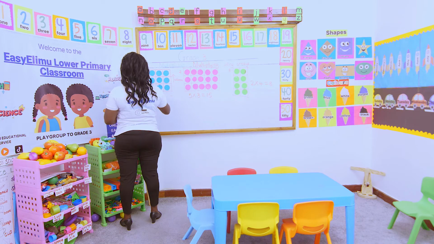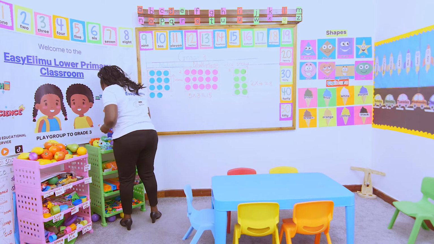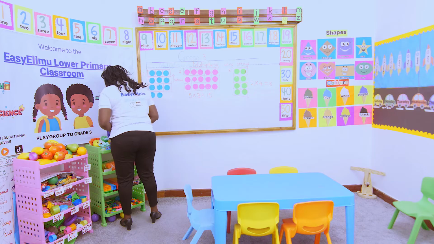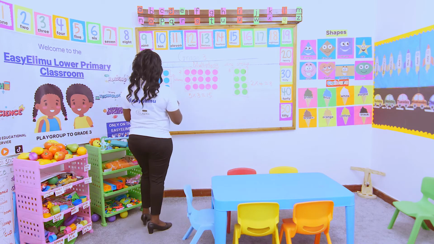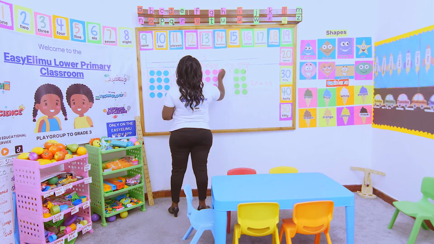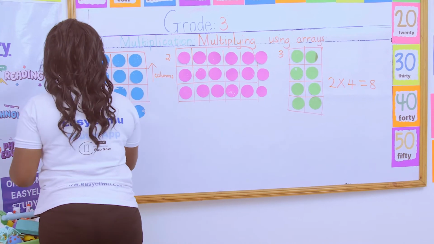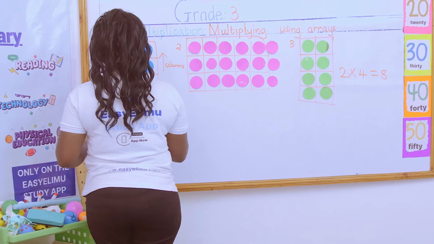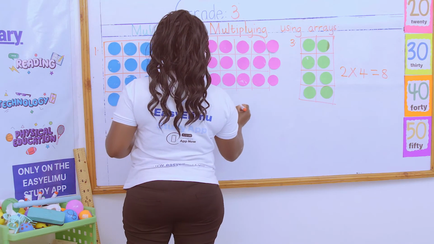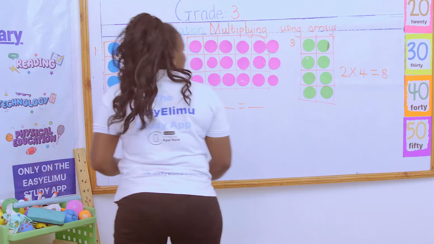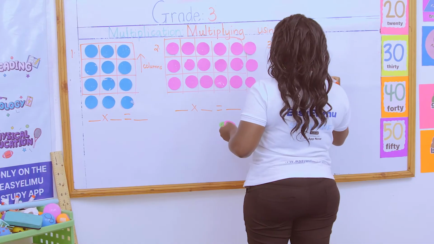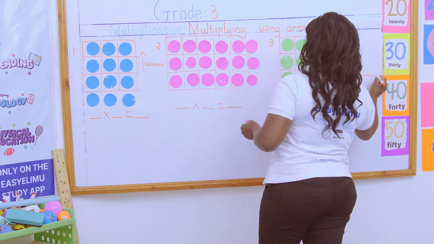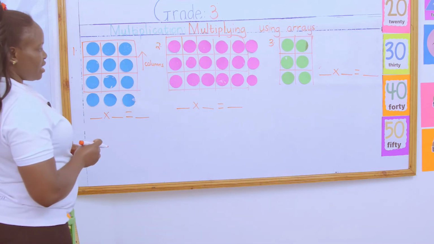Teacher adds here another row, and we see what will happen. Good. So this is your homework. Then the teacher also comes here and adds another column, and you're told now fill in, form the multiplication sentence. And what the teacher does here is to reduce the number of, and he says now grade 3's form the multiplication sentence. That is what you're carrying home as your assignment today.